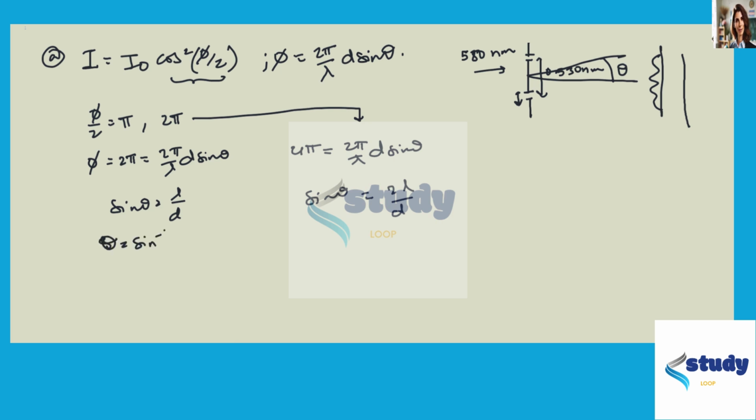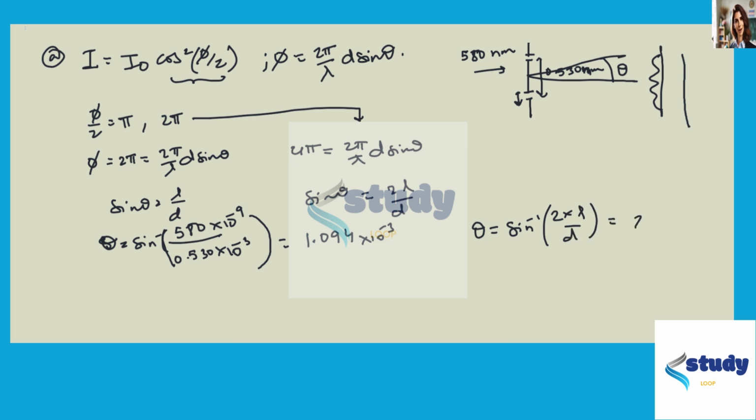Here, theta is equal to sine inverse of, we know that the wavelength is 580 nanometers. I'm sorry, this is millimeters. This is 0.530 millimeters. So that's 580 times 10 power minus 9. And the distance d is 0.530 into 10 power minus 3. This turns out to be 1.094 into 10 power minus 3 radians. And for the second case, this same angle turns out to be sine inverse of 2 times lambda by d, which turns out to be 2.188 into 10 power minus 3 radians.